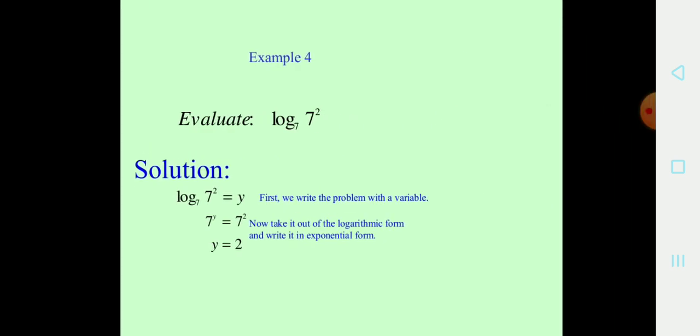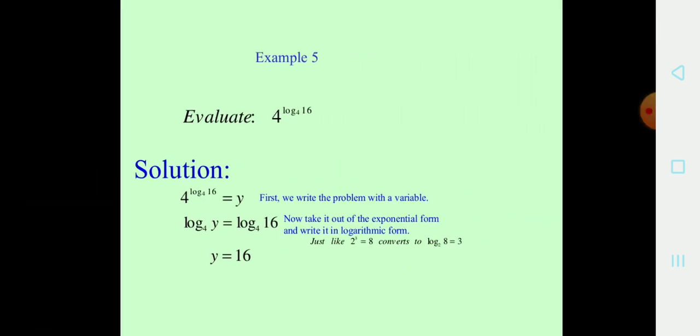Example number 4. Evaluate log base 7 of 49. Solution: log base 7 of 49 equals y. First, we write the problem with the variable. 7 to the y equals 49. Now, take it out of the logarithmic form. So y equals 2.